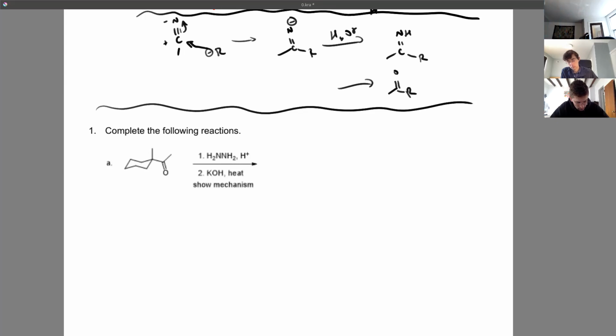And those lone pairs from the NH go to the nitrogen. And I think you kind of keep doing a similar reaction until you get the imine. I don't know how you pronounce that. Is it imine or imine? It's usually imine. Okay.